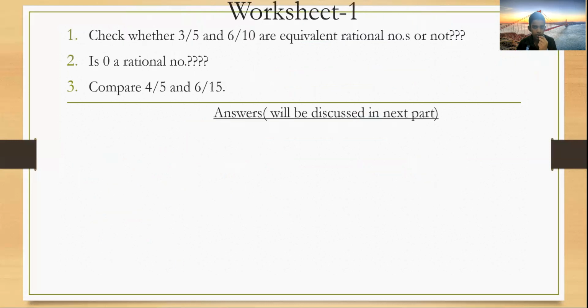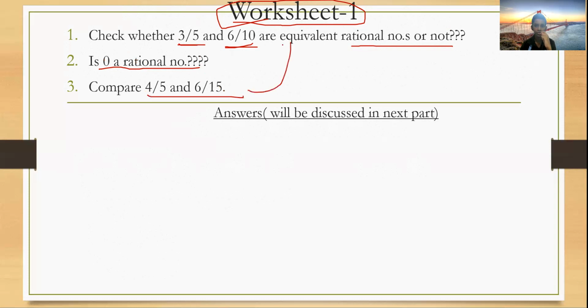So today we learned this much. I have a worksheet 1 based on the learning objectives of today's class, part 1. The first question is: check whether 3 by 5 and 6 by 10 are equivalent rational numbers or not. You will check by the cross multiplication method. Is 0 a rational number? You can use the definition of rational numbers. Compare 4 by 5 and 6 by 15. Same question, same method. We will discuss the answers in the next part.